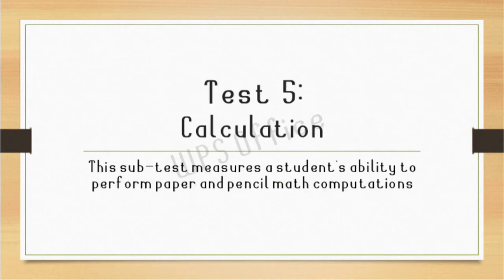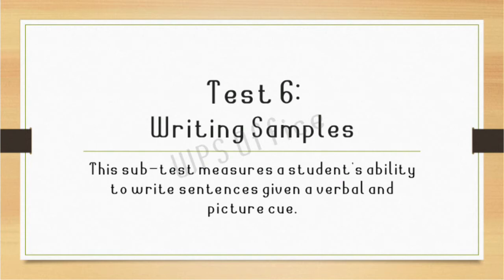Test 5. Calculation. This subtest measures student ability to perform paper and pencil math computation. Items range from writing numbers through numerical operations, addition, subtraction, multiplication, and division, as well as geometric, trigonometric, logarithmic, and calculus operations if appropriate.